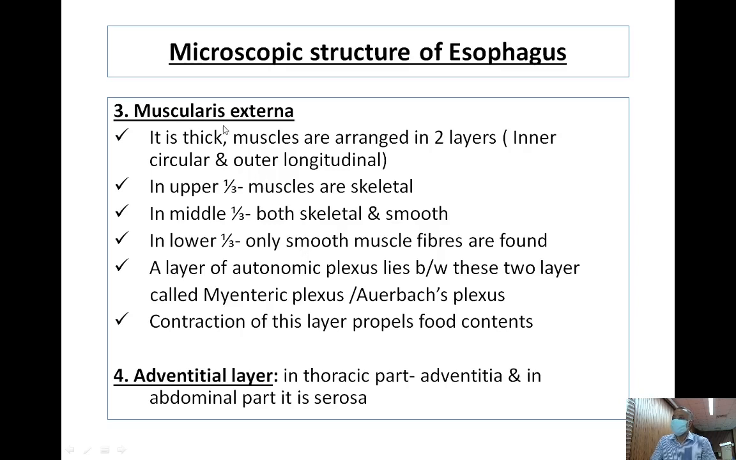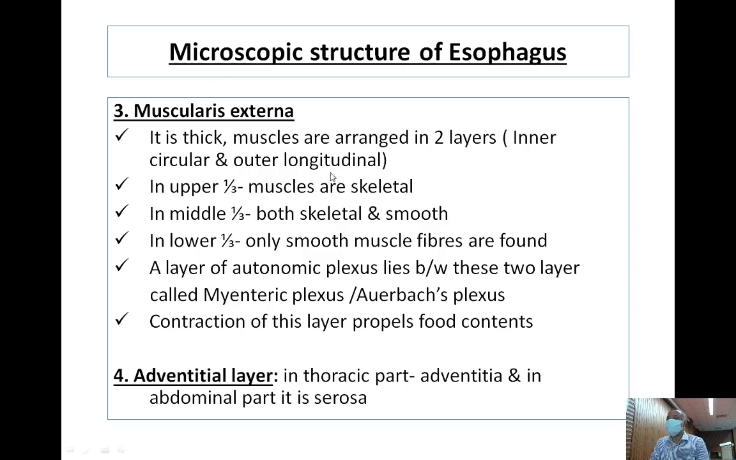Now, the contraction of the muscularis externa helps in the movement of the food material up to the stomach. Now, what is the advantage? You just see in the upper one third, the muscles are skeletal. Suppose instead of skeletal, smooth muscle is given, then what may happen? What will be the consequences? Suppose some food material which is unpalatable, or which should not be taken. Suppose, unfortunately, a baby is given something in the mouth and it goes down.